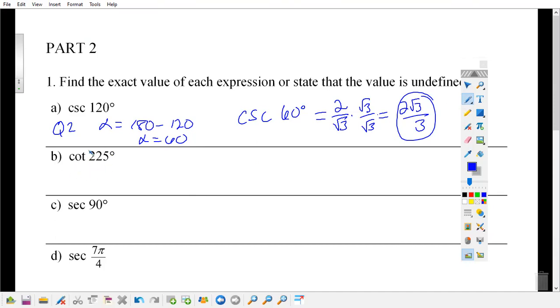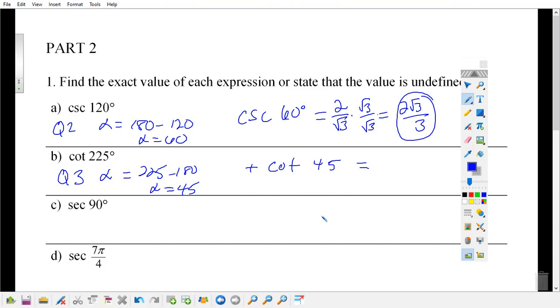So again, starting off, what quadrant does 225 fall in? Quadrant 3. So we're in Q3. So my reference angle equals 225 minus 180. Does that make sense? So the reference angle here is 45. In quadrant 3, is cotangent positive or negative? Positive. Tangent and cotangent are positive in quadrant 3. So it's positive cotangent of 45.